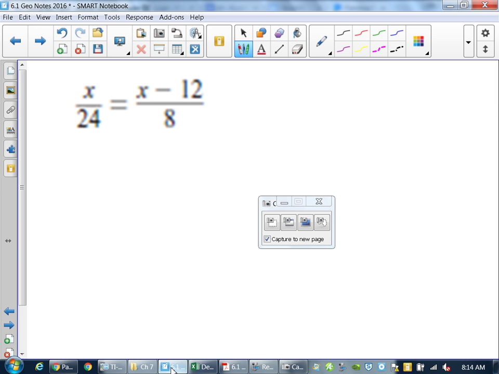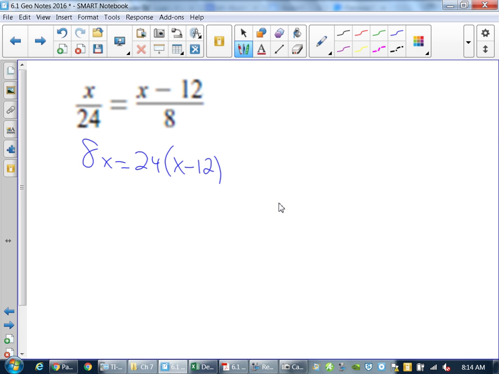So I have x over 24 is x minus 12 over 8. So you have to write it out. 8x is 24 times the quantity x minus 12. That's where you guys will forget it. You'll forget to send it to both parts. Whenever you see the distributive property, for some odd reason we tend to forget to distribute to both pieces. So don't do that. Draw your arrows and write it out.